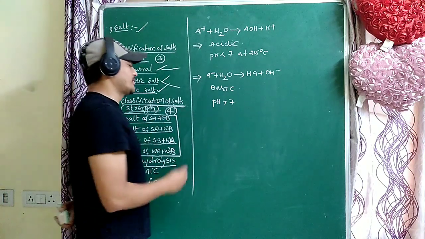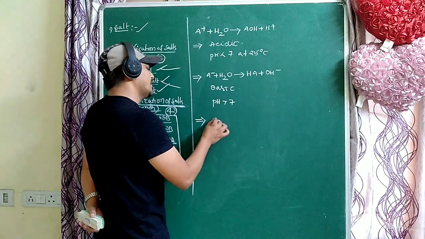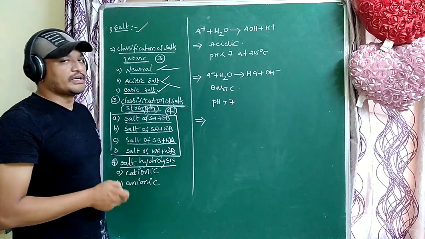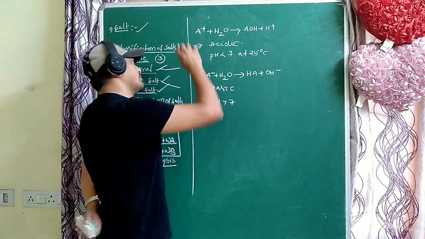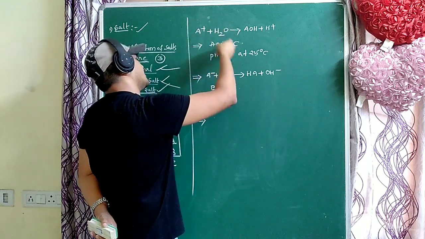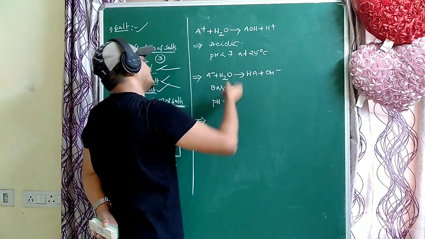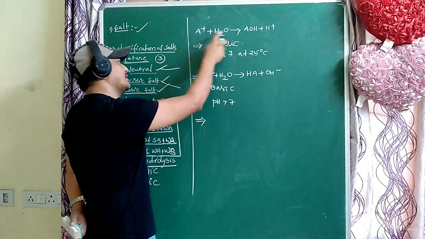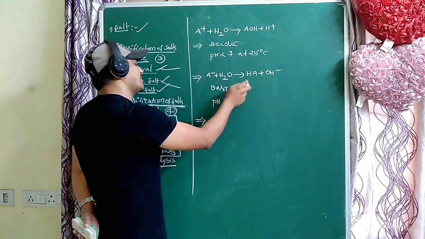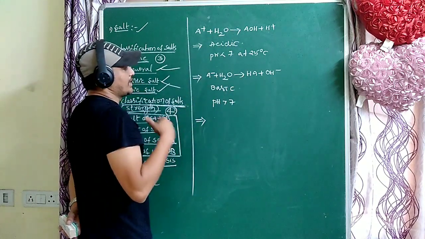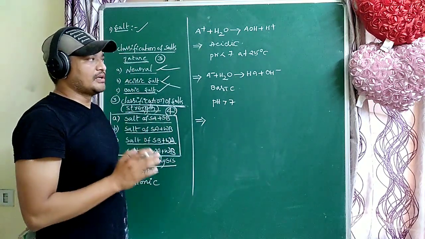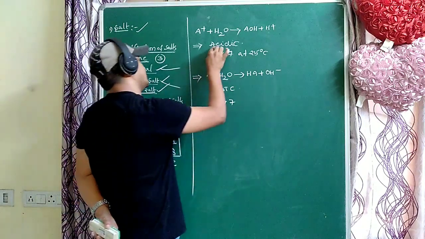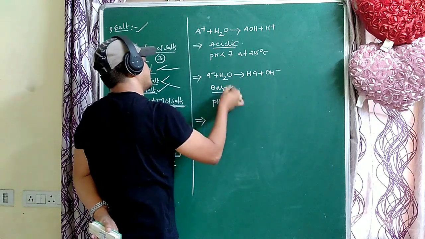Some salts, both cation and anion react with water. That type of hydrolysis is called both cationic and anionic hydrolysis. Some salts only the cation reacts with water, that is cationic hydrolysis. Some salts only the anion reacts with water, that is anionic hydrolysis. Cationic hydrolysis gives acidic nature. Anionic hydrolysis gives basic nature.